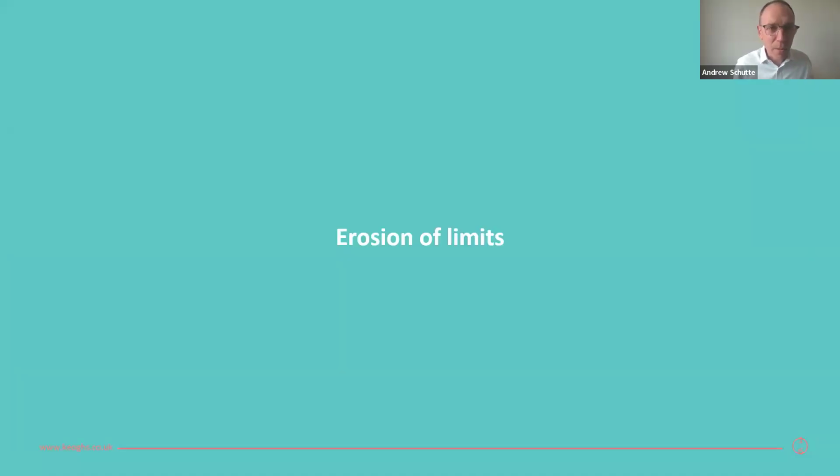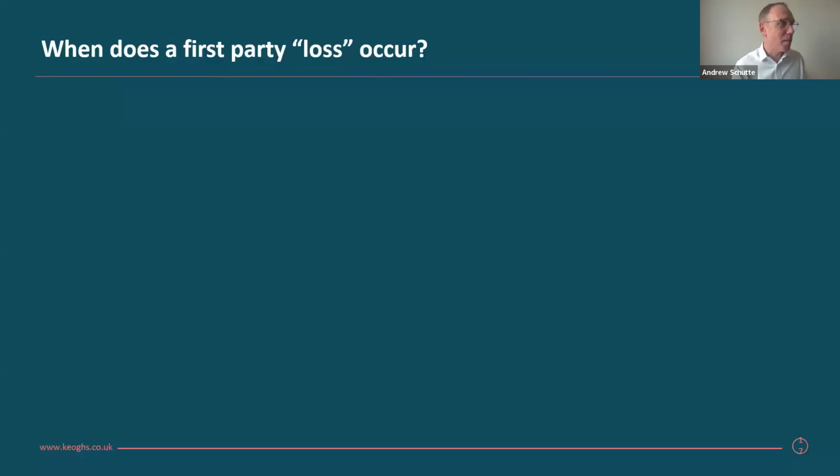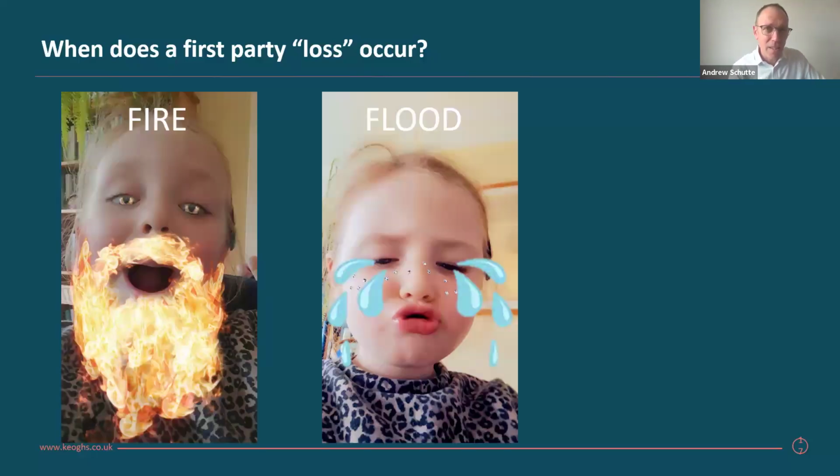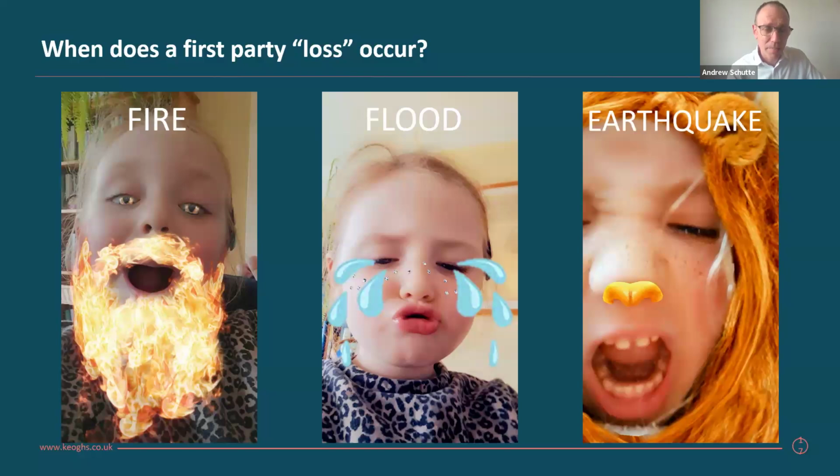So how does that work, for instance, when we're looking at the cover that we're providing being eroded? Well, it's another way to look at it, and we need to ask ourselves, when does the right to an indemnity arise? And it's beautifully simple for losses occurring or occurrence-based business. When does the first party loss occur? It's the date of the fire, the flood, the earthquake.